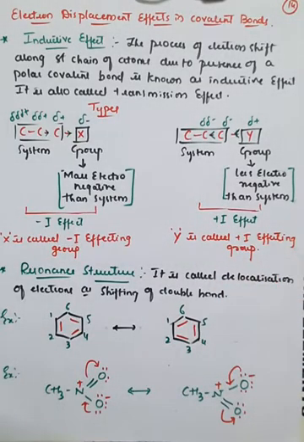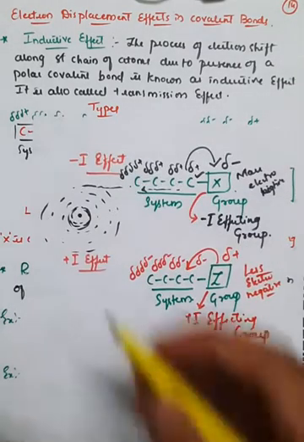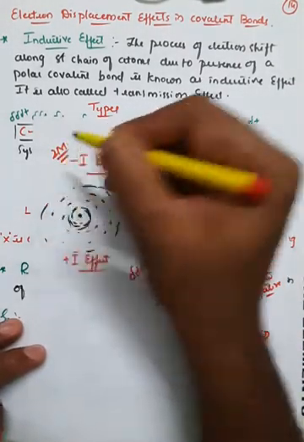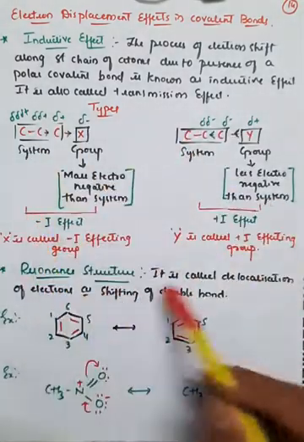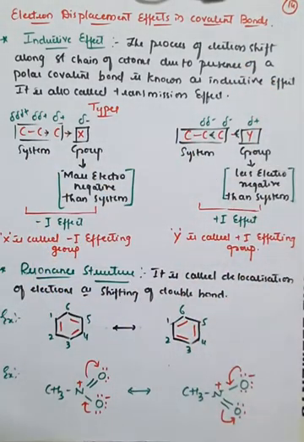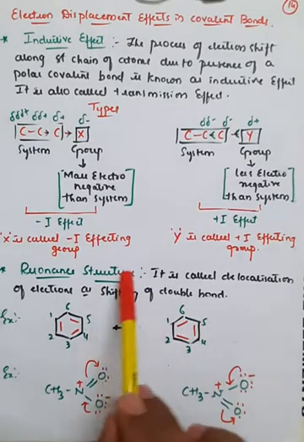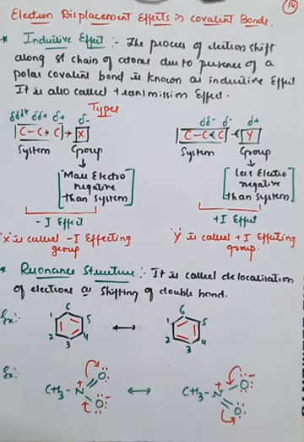So that is the first important type of effect, which is called inductive effect. This can be asked for 2 marks in your annual examination: explain inductive effect with the help of an example. So we have to explain this by writing the definition. Next, the second type of effect is called the resonance effect.